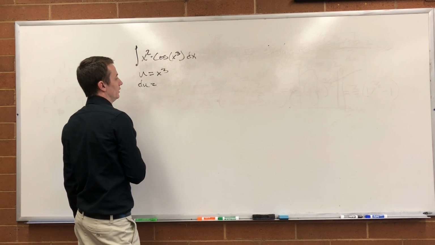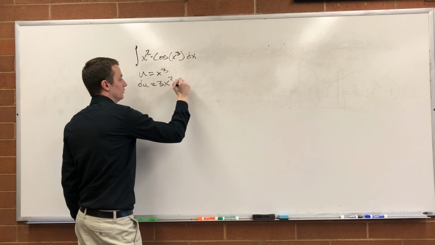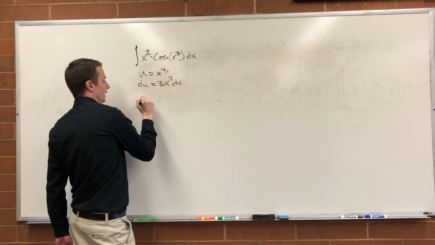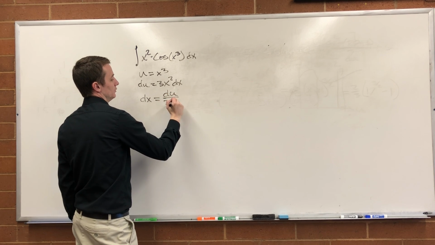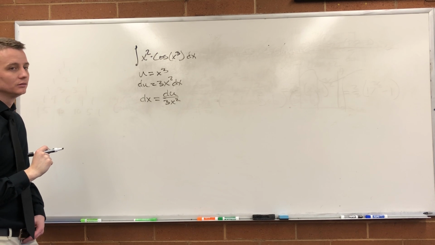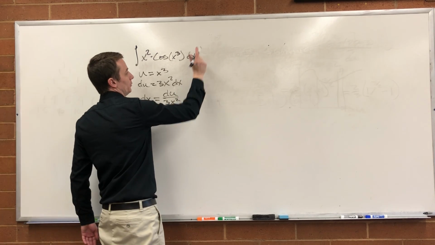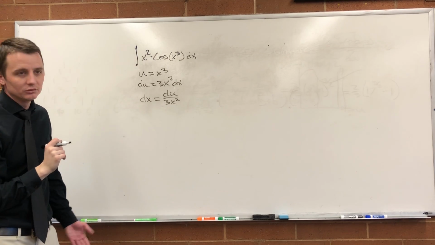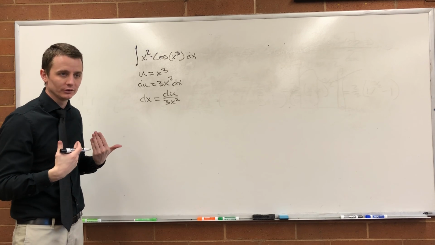So we let u be x cubed, du is equal to what? 3x squared dx. Remember the dx, because you're ultimately substituting the dx in here. So dx is equal to du over 3x squared. But you have an x squared, so that cancels out the x squared in the denominator. There are two ways to think about this. I personally just like to solve for dx and plug it in, and let things cancel out.